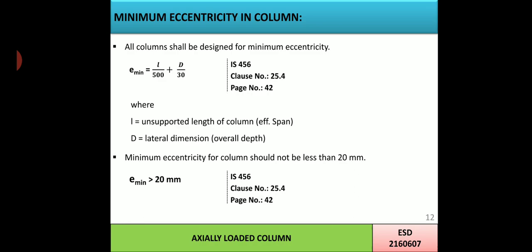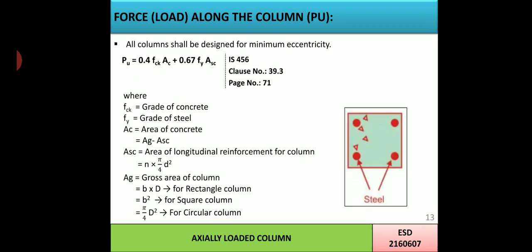Now further moving, next topic, that is minimum eccentricity in the column. All columns shall be designed for the minimum eccentricity. The formula of minimum eccentricity is L by 500 plus D by 30. It is given in the code IS 456, clause number 25.4, page number 42. Talking about the parameters, L is the unsupported length of the column, also known as effective span, while D is the lateral dimension, or we can say the overall depth of the column. And as per the code, minimum eccentricity for the column should not be less than 20 mm. So e minimum should be greater than 20 mm as per the same clause of IS 456.